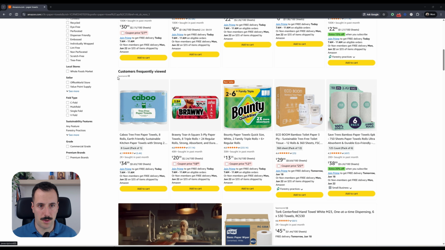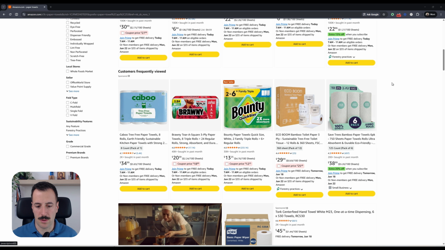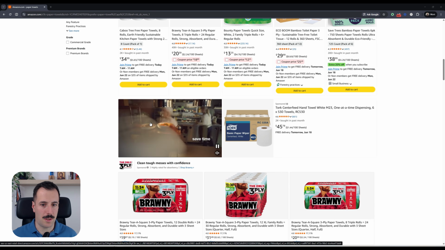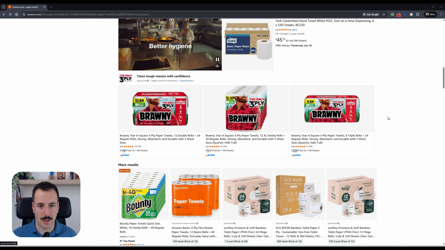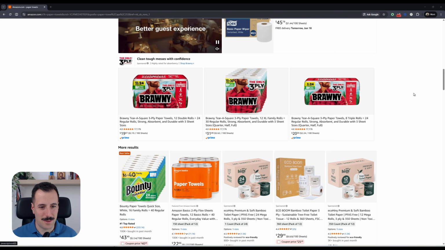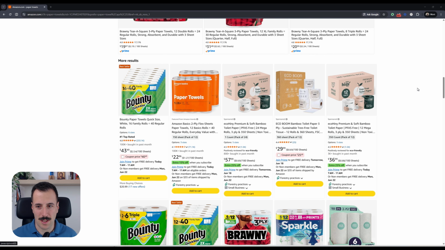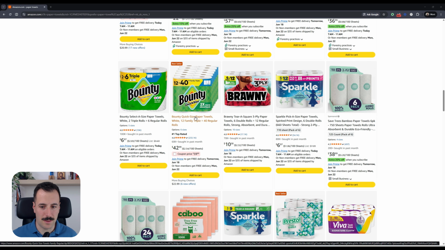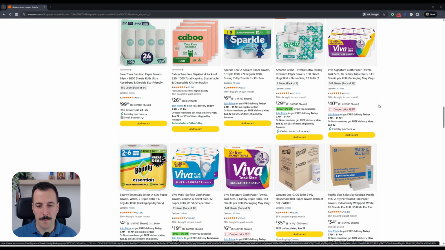The whole block is sponsored, like customers frequently view. So that's again advertising, with the sponsored brand video, then again sponsored brand ad. So you get the point. A lot of it's actually coming up as an ad. Whenever there's a sponsored label, that means it's an ad, and then the organic results.